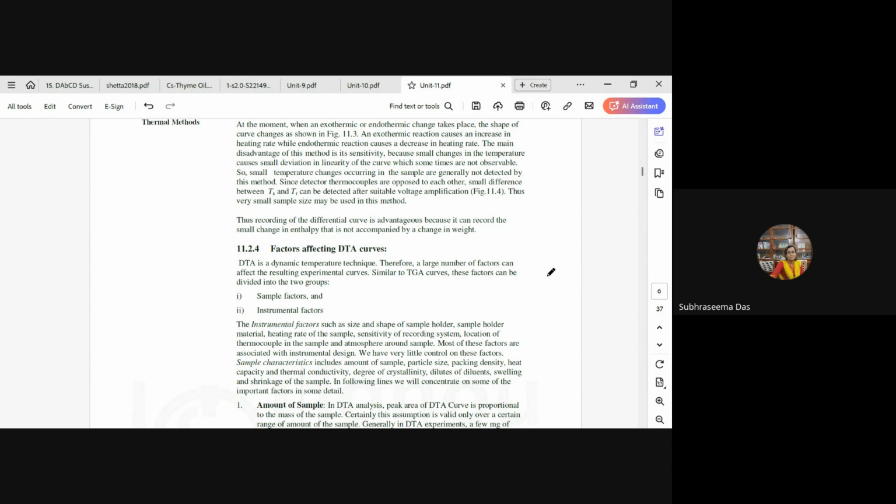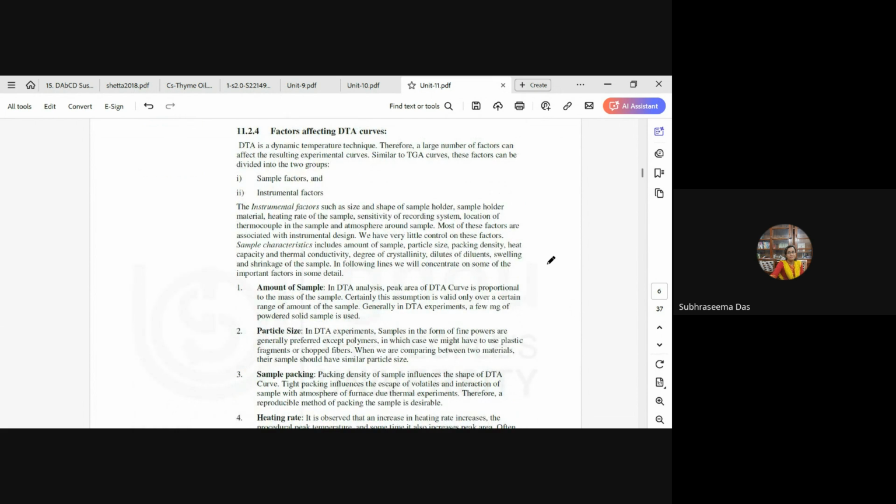The instrumental factors, such as the size and shape of the sample holder, the material with which the sample holder is prepared, the heating rate of the sample, the sensitivity of the recording system, the location of the thermocouple, and the type of the gas that is used for the measuring of the instrument, they all play a vital role during the measurement of the DTA. So most of these factors are associated with the instrumental design. So these factors have to be controlled during the manufacturing process.